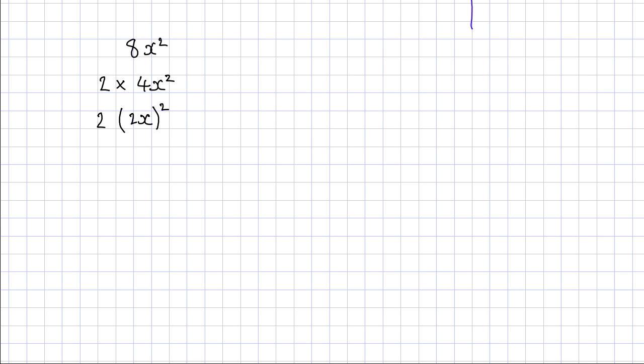Now what if I wanted to factorize 8x squared minus 50y squared? Well, what I can do here is I can start by factorizing out a 2 from 8x squared and 50y squared. So let's do that. 2, and then I'll have 4x squared minus 25y squared.